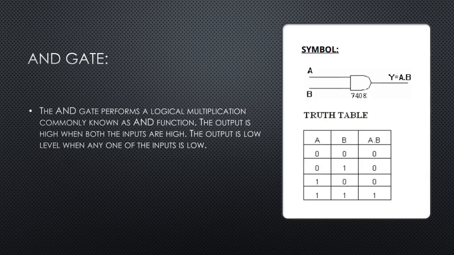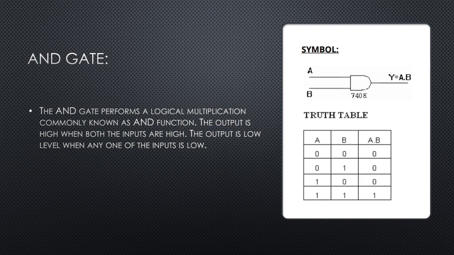To start with, we have the AND gate. So the AND gate performs a logical multiplication function, which is also commonly called the AND function. So here, from the truth table, we could see that when both the inputs are high, the output A dot B is high. So that's the only case where the output is high. Apart from that, the output is low when even one of the inputs is low.